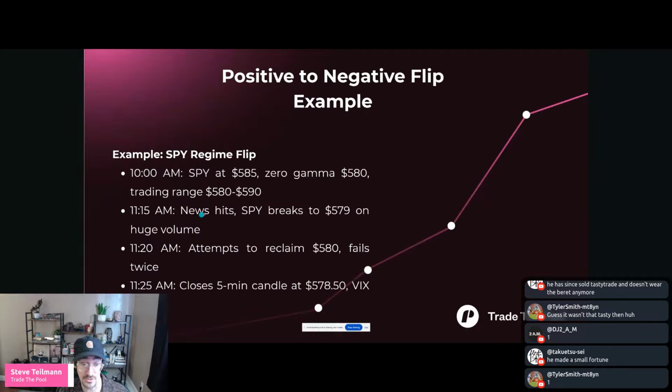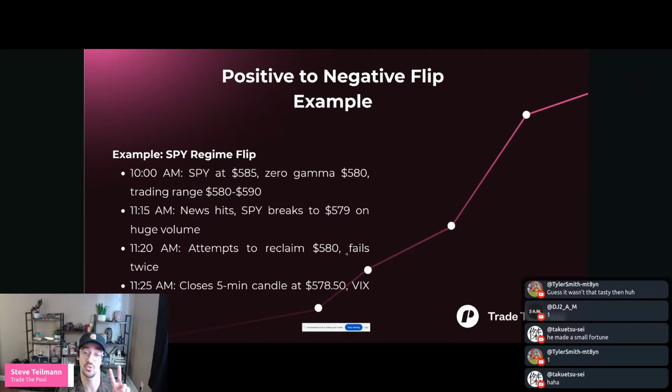At 11:15, news hits. SPY breaks to 579 on big volume, 1.5x normal volume, guys. So we lost zero gamma at 580. 5 minutes later, we try to reclaim 580 and it fails, not once but twice. So you got 2 looks at this because you're already ready for it, because you see the level of interest, the 580, you see it get broken. Do you chase it? You don't need to chase it. Wait for the back test. That's your high probability spot.